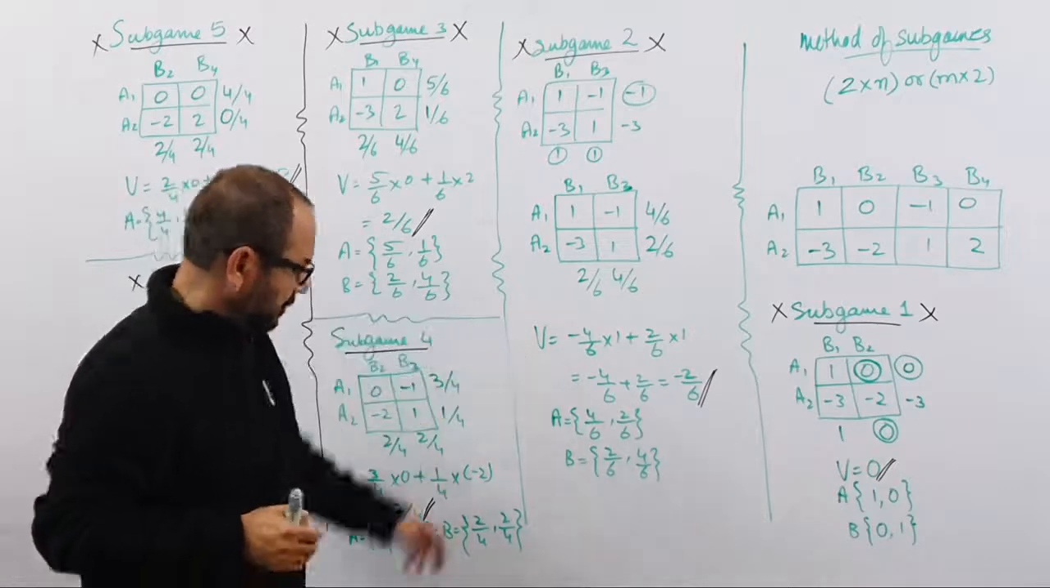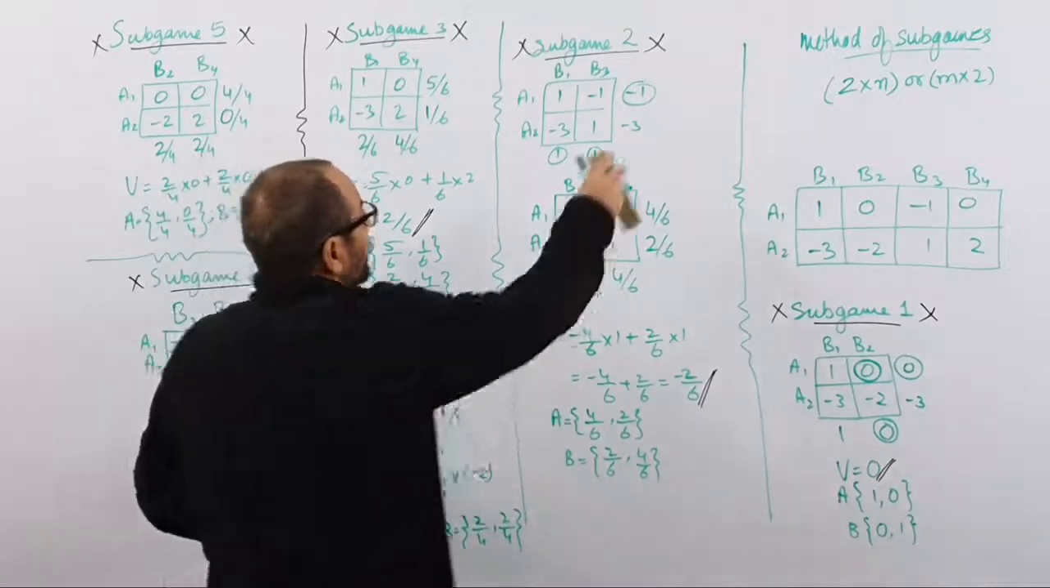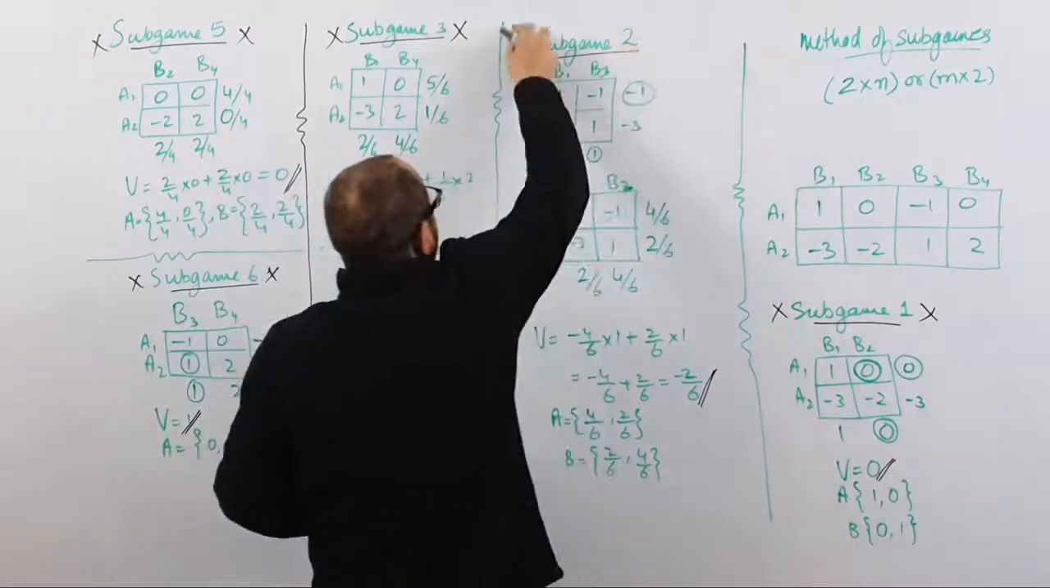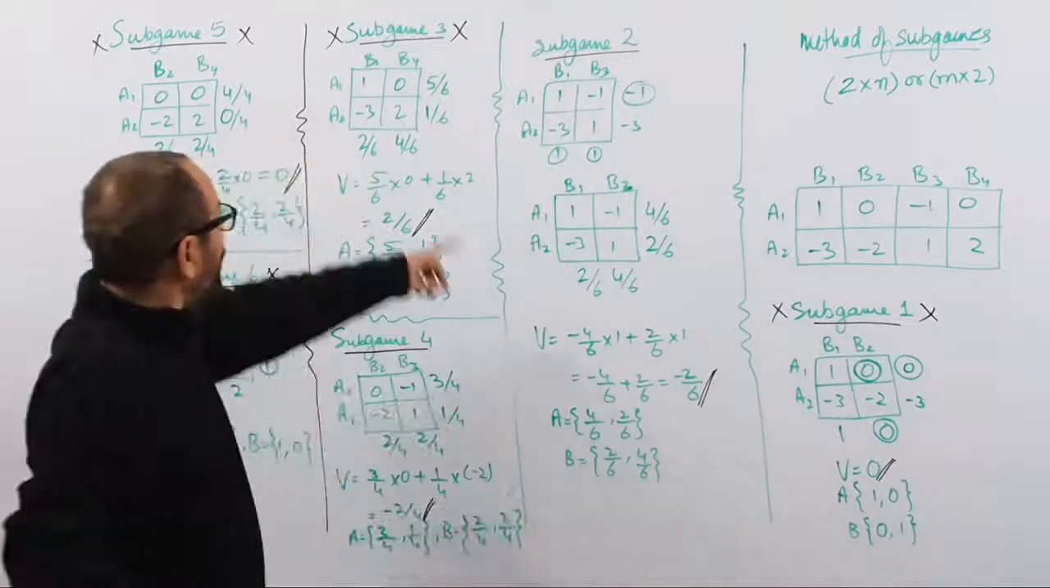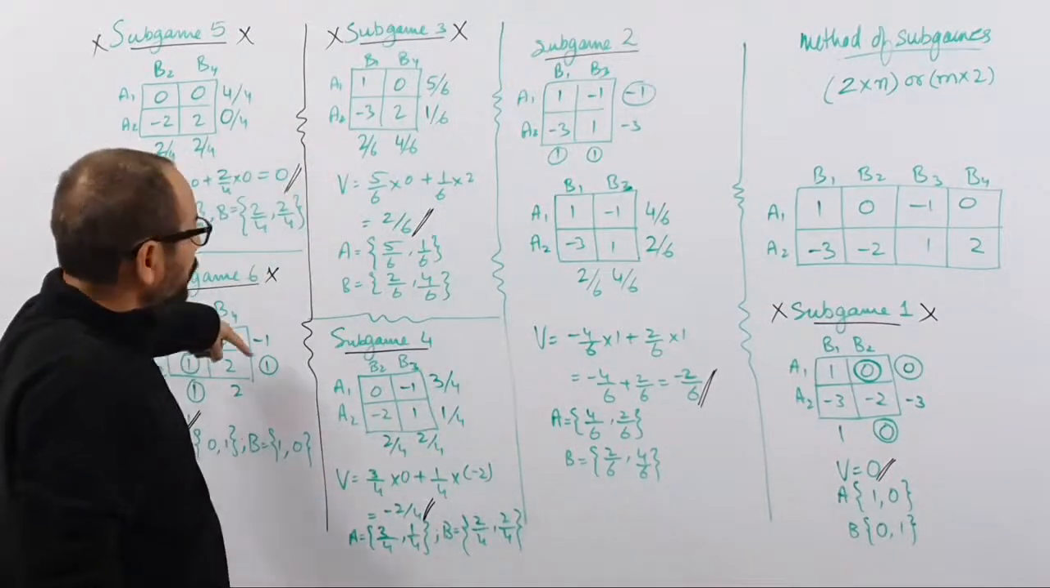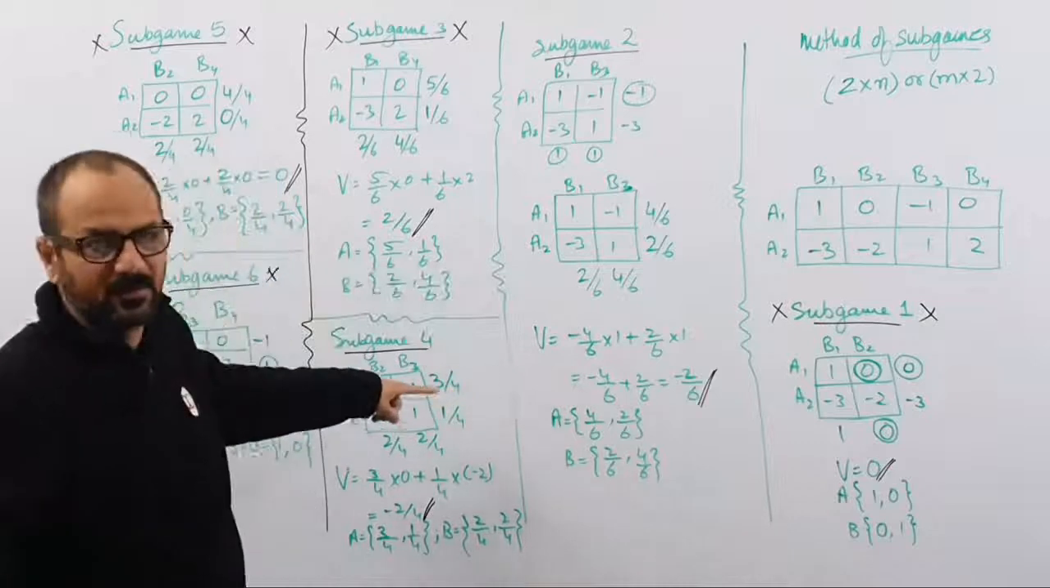Okay, this was the second one. So 1, 3, 5, 6 are no good. 2 and 4 look like being good.